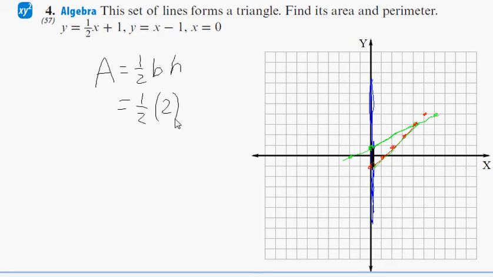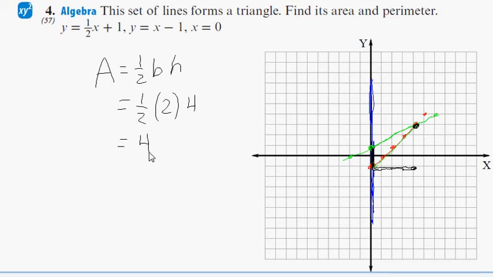What is the height? Well, don't be confused. The height has to be perpendicular to the base, which means that our height is going to come out here. It's an auxiliary line essentially, but notice that this is the very top of the triangle. So that means our height comes all the way out here. So we've got 1, 2, 3, 4. Looks like it's 4 units tall. Okay, so the area is equal to 4. Oh, that was pretty easy, wasn't it?